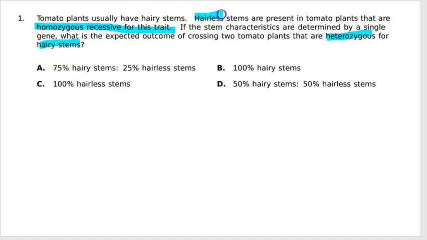Okay, so it looks like from the question here, hairless stems are recessive. It tells us that here. And we're crossing 2 tomato plants that are heterozygous for hairy stems. So the first thing we would need to do is write our parental cross. So it tells us that both parents are heterozygous. So I'm going to use H's for hair. Both parents are heterozygous, so we'd have one big letter, one small letter.